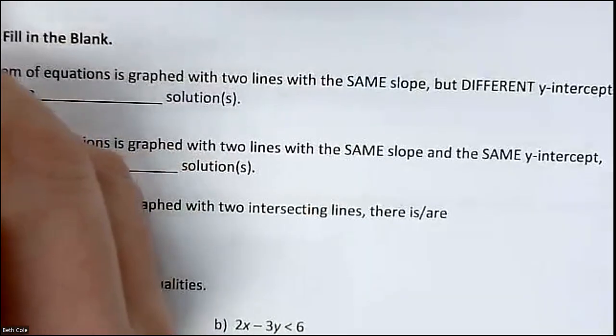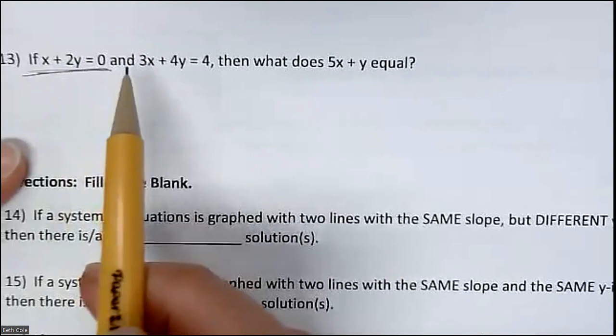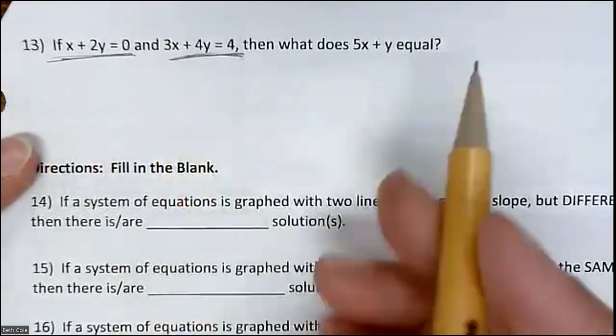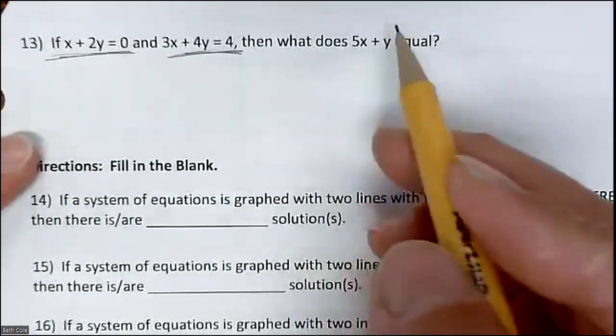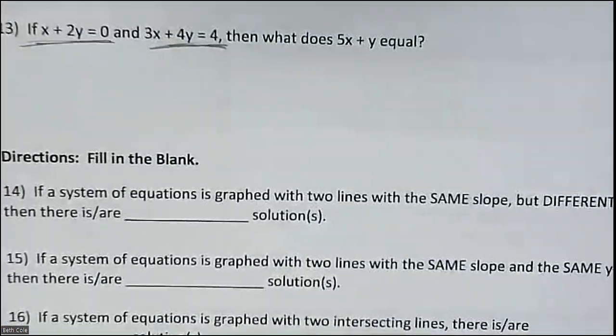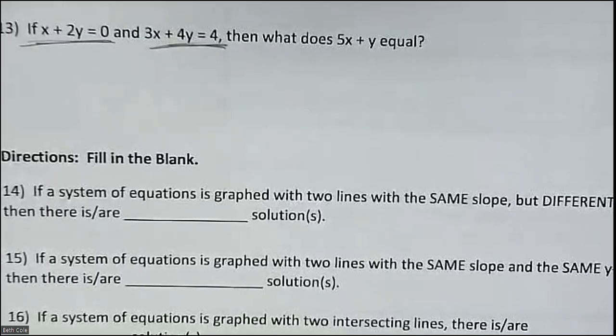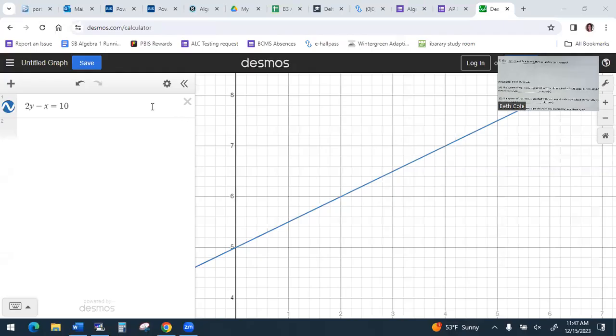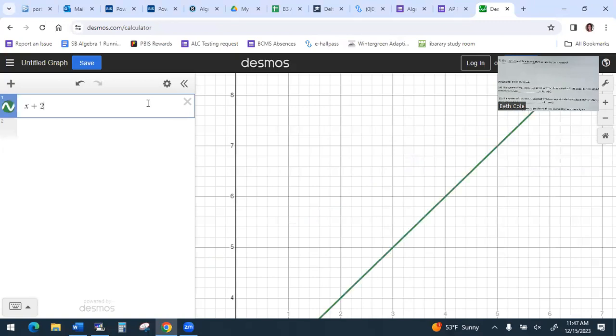If x plus 2y equals 0 and 3x plus 4y equals 4, then what does this thing equal? I need for you to just watch, okay? And tell me if I type something wrong, because your calculator will do this too. All right. What was the first one? x plus 2y equals 0.